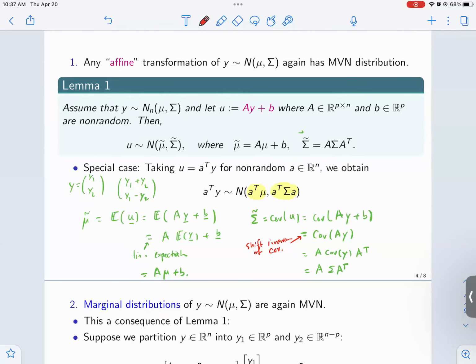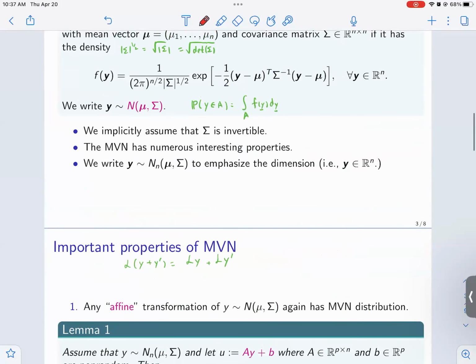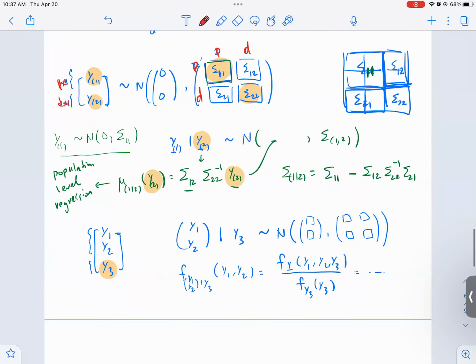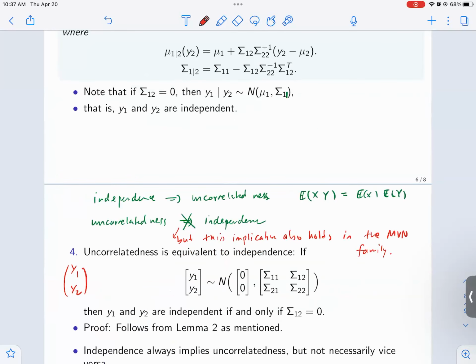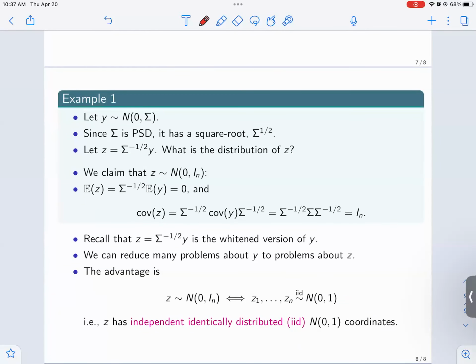So these are the important facts about the multivariate normal distribution. I wish I had pictures of this. Maybe in a different course, we could do a little bit of pictures to see exactly how this works. Okay, no questions. So the last piece is back to the whitening.